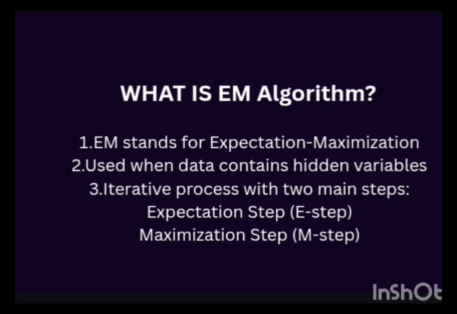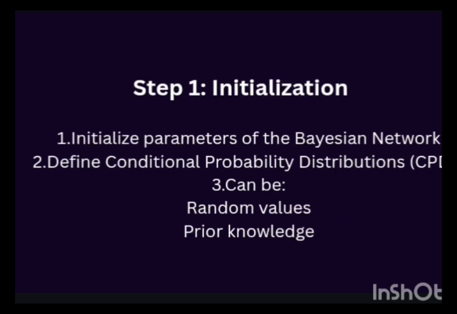Initialization. In the initialization step, we begin by assigning initial values to the parameters of the Bayesian network. This includes defining the conditional probability distributions for each variable. These initial values can either be randomly assigned or based on prior knowledge depending on the problem.